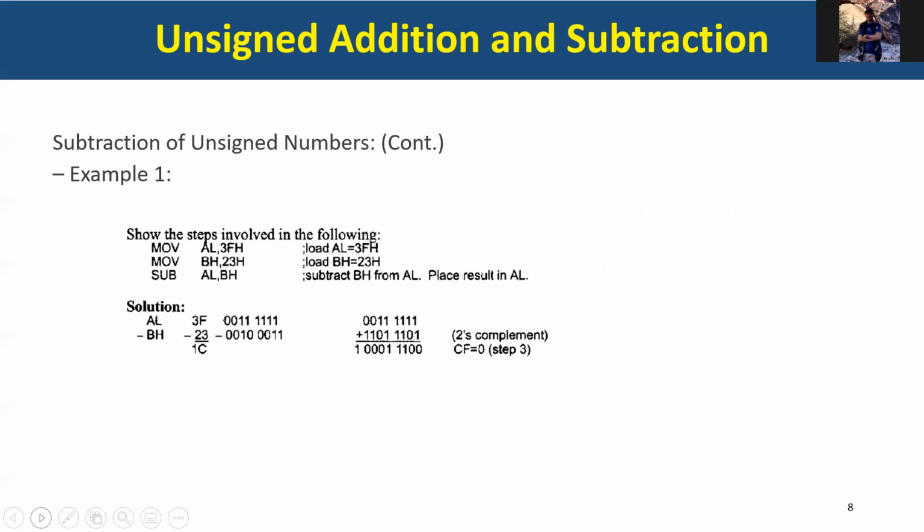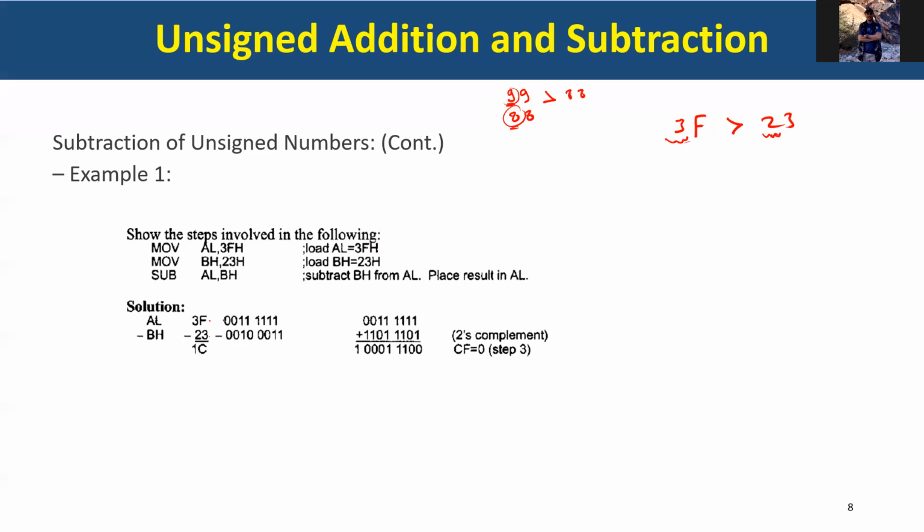So let's see an example here. We're gonna subtract 3F minus 23. Remember, 3F as a number is greater than 23. How do we know this? That's very simple. Just look at the most significant digit. This is a 3, this is 2. It's like you compare, for example, 99 to 88. How could we know which is bigger than the other one? Just look at the most significant digit. This is 90, this is 80. So that means this one is greater than 88. Exactly here, 3F is greater than 23.